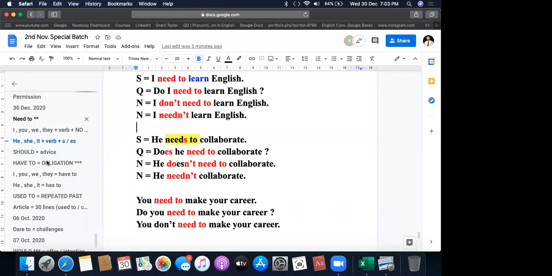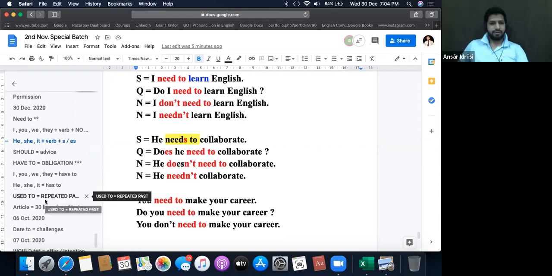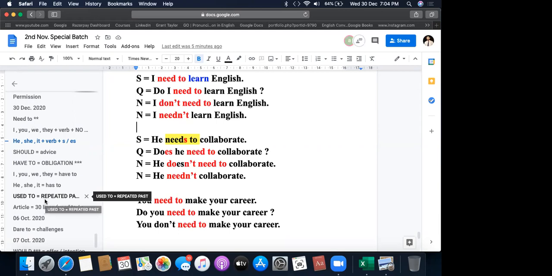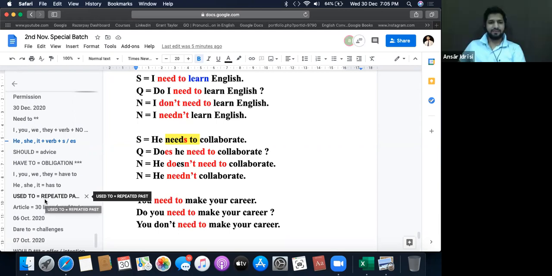We need to buy stuff. Do we need to buy stuff? We don't need to buy stuff. Good. We need to declare the results. Do we need to declare the results? We don't need to declare the results. Very good.